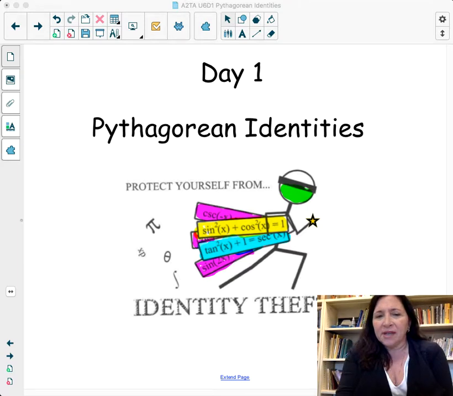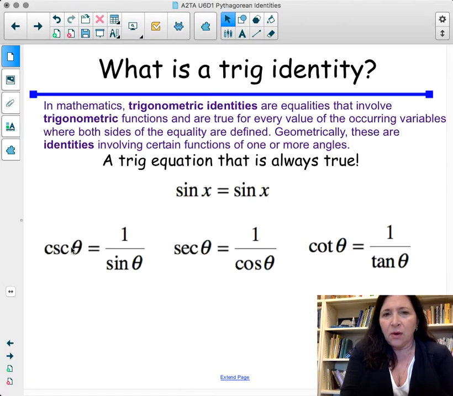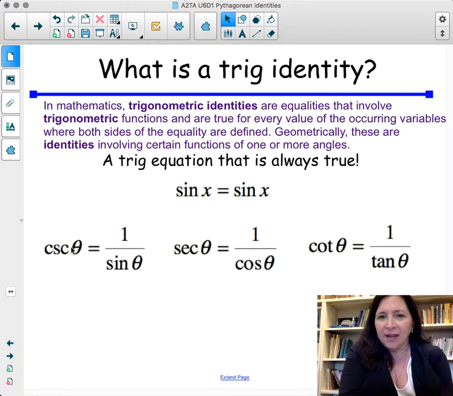Hi everyone, today's lesson is on Pythagorean identities and some reciprocal function identities that we learned the other day. So what is a trig identity? In mathematics, a trigonometric identity is an equality that involves trigonometric functions that is true for every value of the occurring variables, where both sides of the equality are defined.